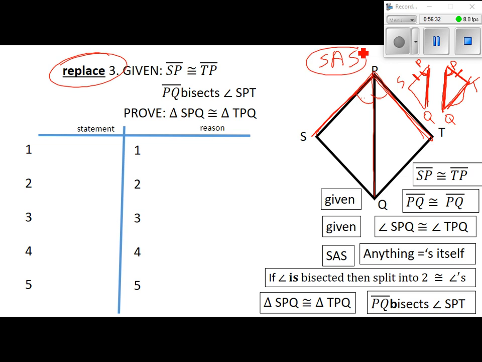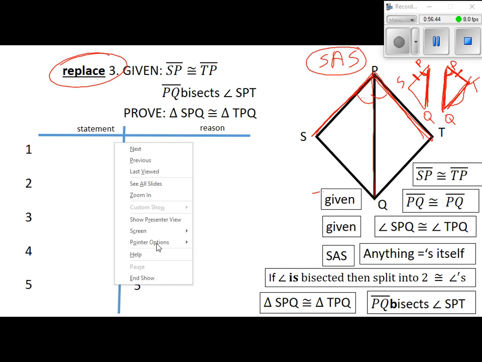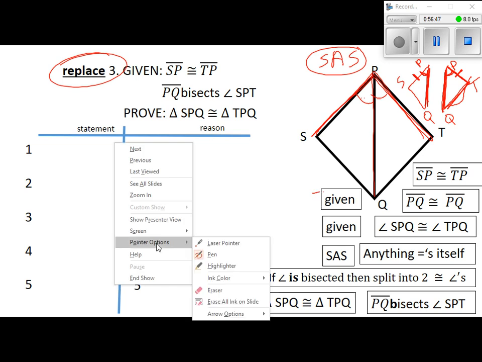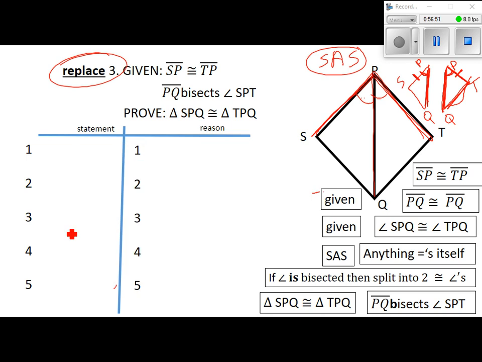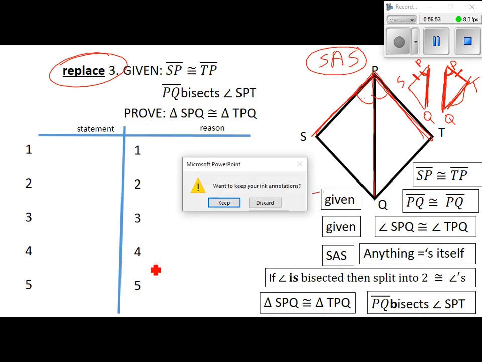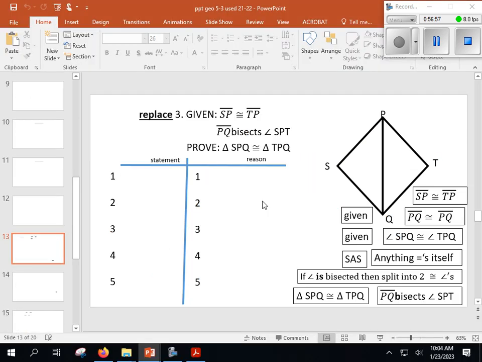We'll leave the pen laying up there. Watch. I'm going to do this one for you. What's our first reason going to be? Given. Hold on. I forgot. Got to do this. Why won't it let me do it? There we go. That's got to go away. Sorry.